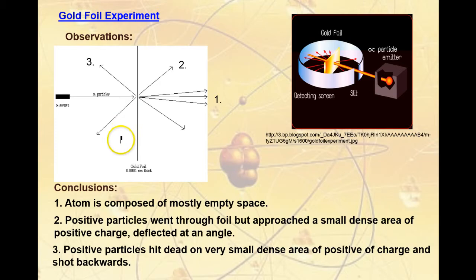Shot straight backwards, and he described this as being like holding a piece of tissue paper in front of your face and somebody shot a gun at you, and lo and behold, the bullet bounced off of the tissue paper and shot straight back at the gun. It was such a revolutionary moment at the time, quite exciting. And so what this led to was the discovery of the nucleus. Not the protons, but the nucleus, a very small area of positive charge within the atom, the nucleus.